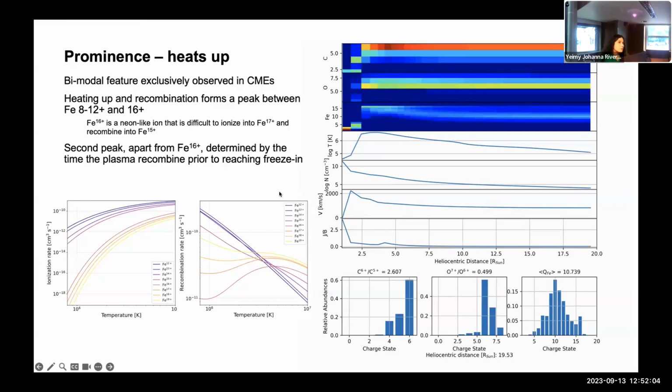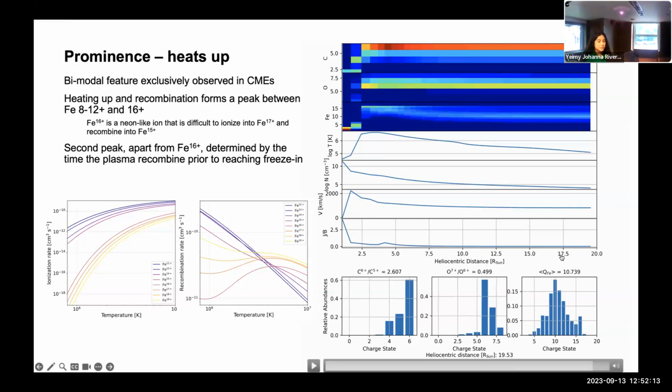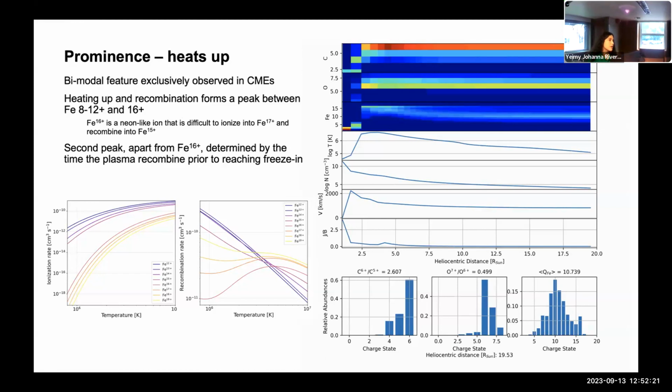What we found when surveying the parameter space for the prominence is that the second peak is generally formed depending on how long this plasma has to recombine. So if you have freezing that's happening earlier, the charge state at this peak is going to be at a higher value compared to if you have something that's recombining a little bit longer.